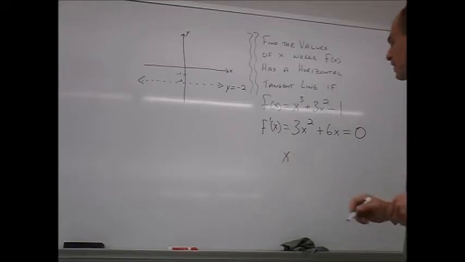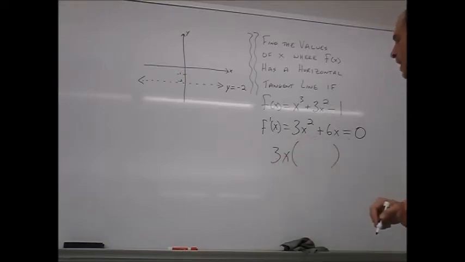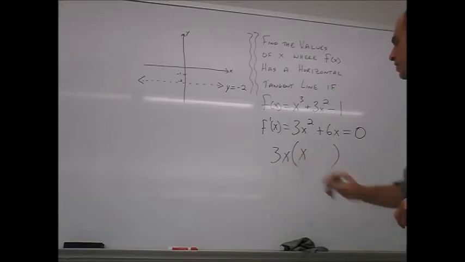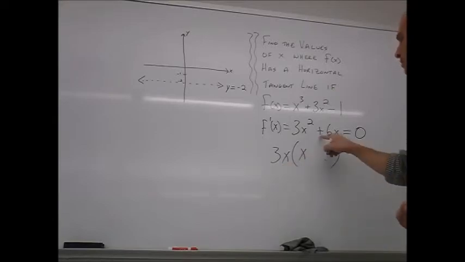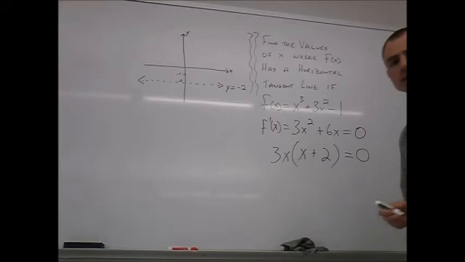Now we could certainly factor out a 3x. We don't have to, but we do have to definitely factor out an x. And 3x squared divided by 3x leaves us with x. The plus sign drops down. 6x divided by 3x is 2. So we now have a product which is equal to 0. And we like that very much.